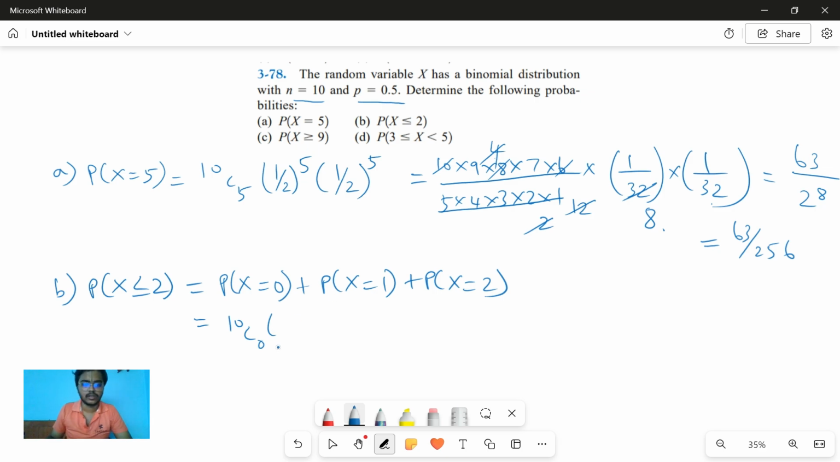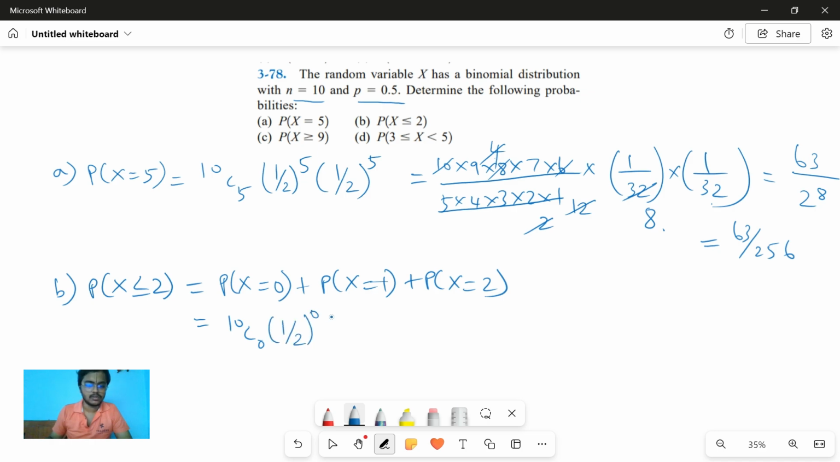So you can calculate it, right? If you add P(x=0), P(x=1) and P(x=2), you get P(x ≤ 2). If in case they asked P(x > 2), what will you do? We'll come to that part.